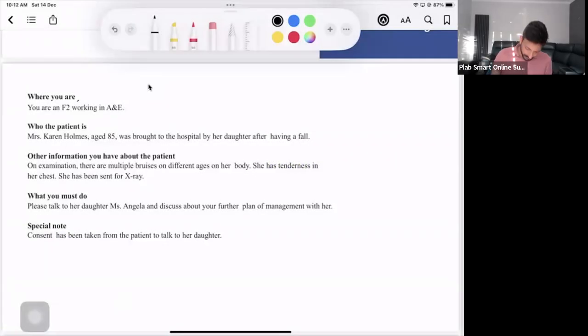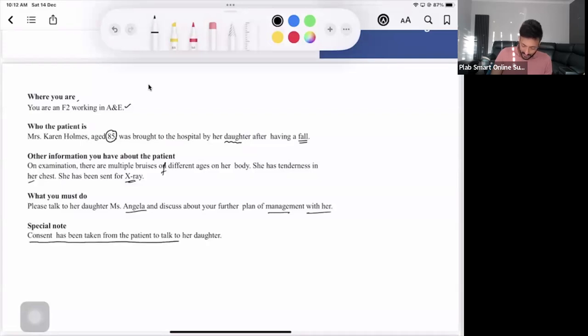Let's begin. So if you have a look at this station, see what comes to your mind. The task says you're an FY2 in accident and emergency. Your patient is 85 years of age, was brought to the hospital by her daughter after having a fall. On examination, there are multiple bruises of different ages on her body. She has tenderness on her chest and she has been sent for the X-ray. Please talk to the daughter, Angela, and discuss the further plan of management with her.